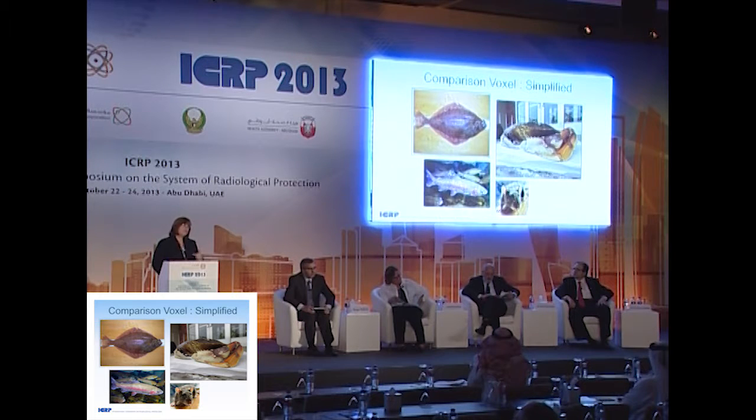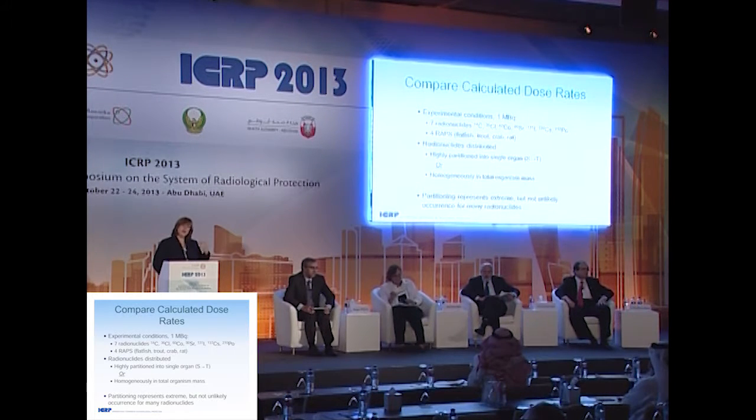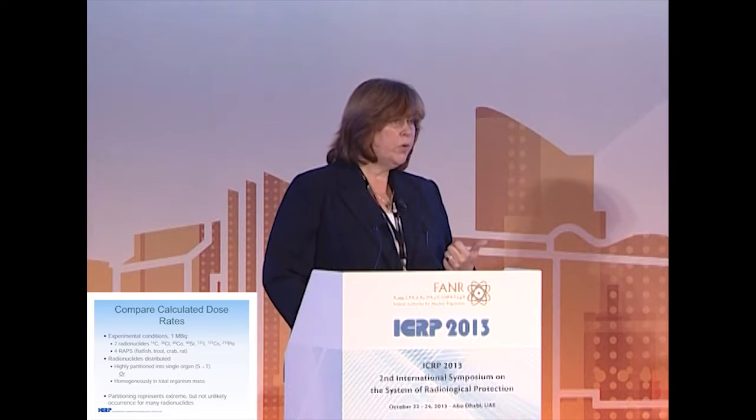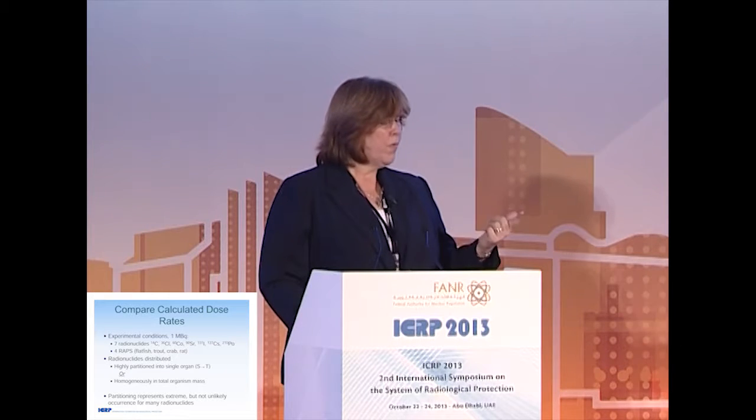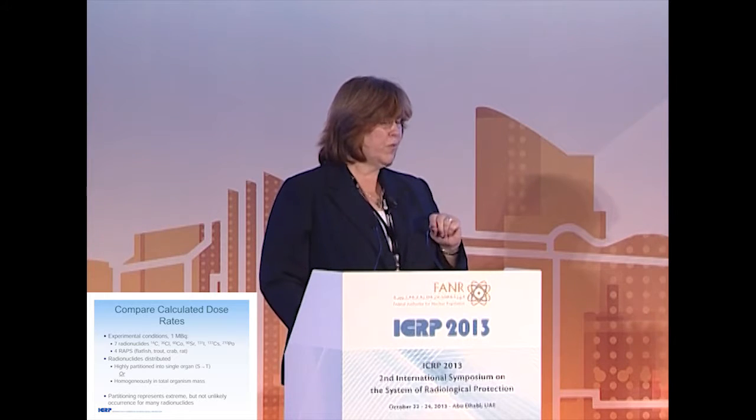Okay. So the question is this, why should you do it? Is it any good? And I'm going to show very briefly some comparisons of the voxel model to the simplified model for 4 of the organisms for a variety of radionuclides, just to give you a sense. And what I'm doing in this particular comparison is I've taken 1 megabecquerel of activity. I'm looking at 7 different radionuclides. They're shown here, 4 different organisms. And I'm looking at one of 2 possible scenarios.